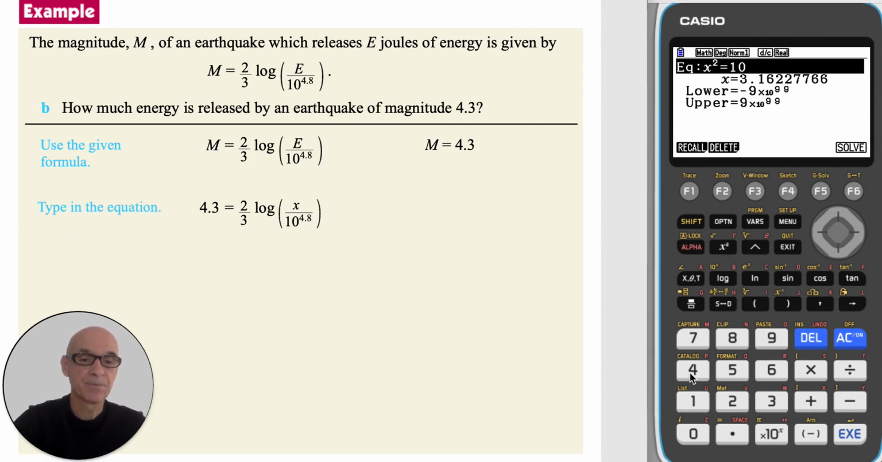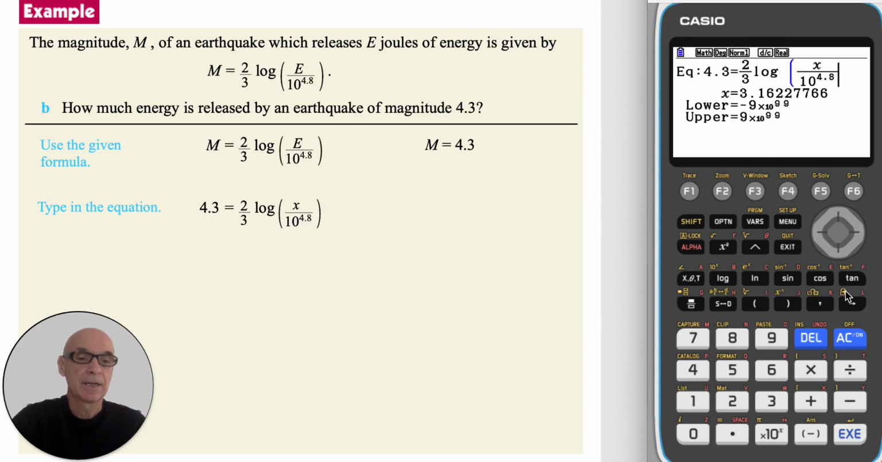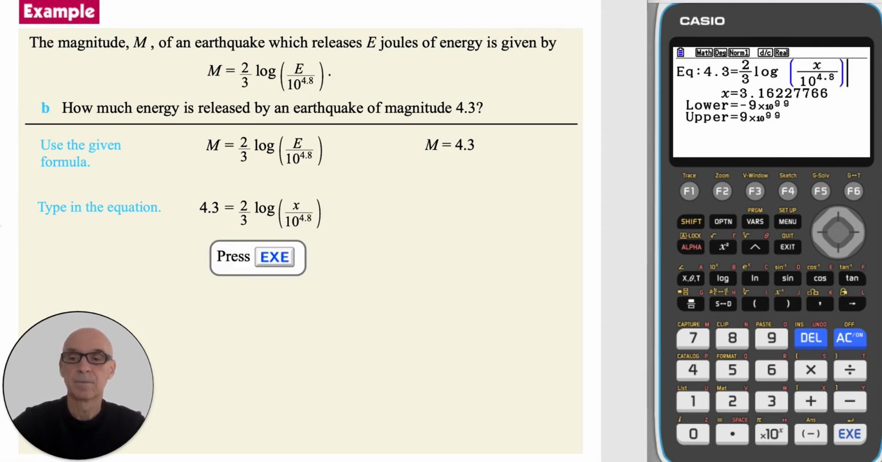Typing in the equation, so pressing 4.3 and then Shift to access equals, followed by the fraction button, and entering 2/3, and then pressing the log button, opening a bracket, and using the x variable to represent e, putting it in a fraction, and in the denominator, putting 10 to the power of 4.8. Bringing the cursor up, closing the bracket, and pressing execute to enter the equation.